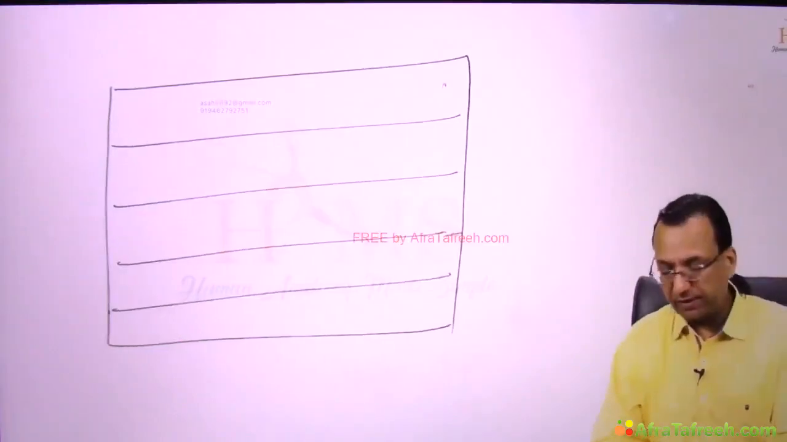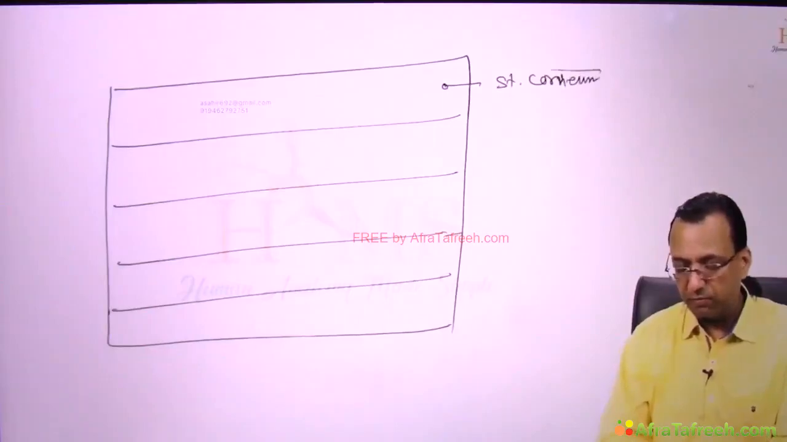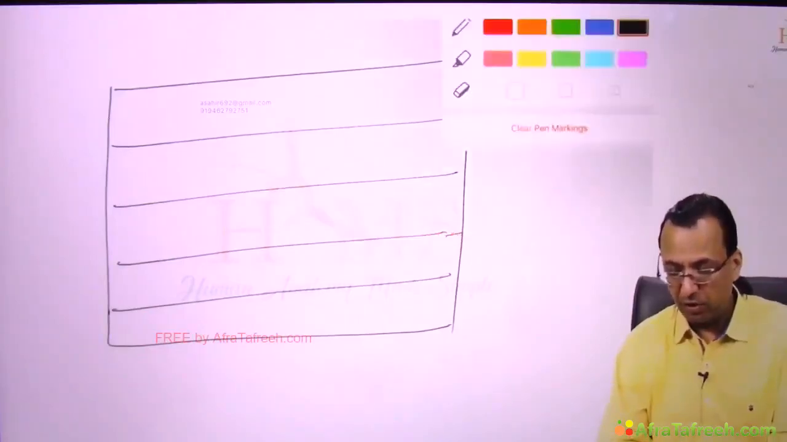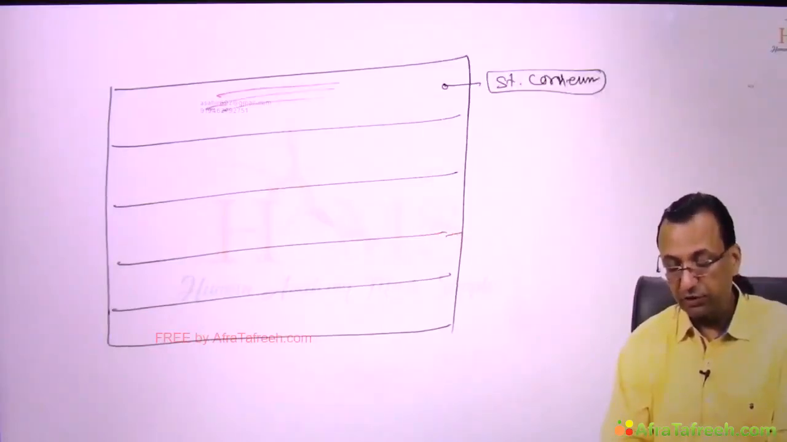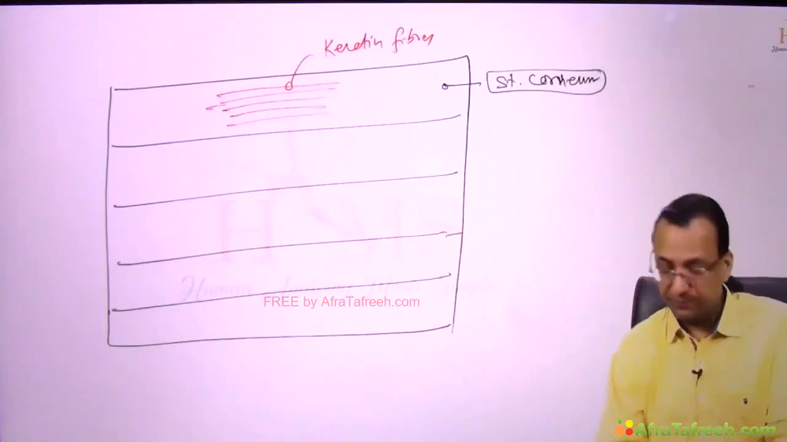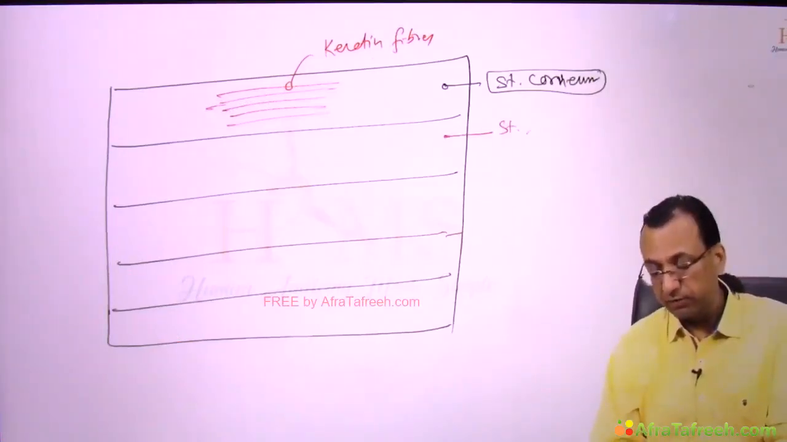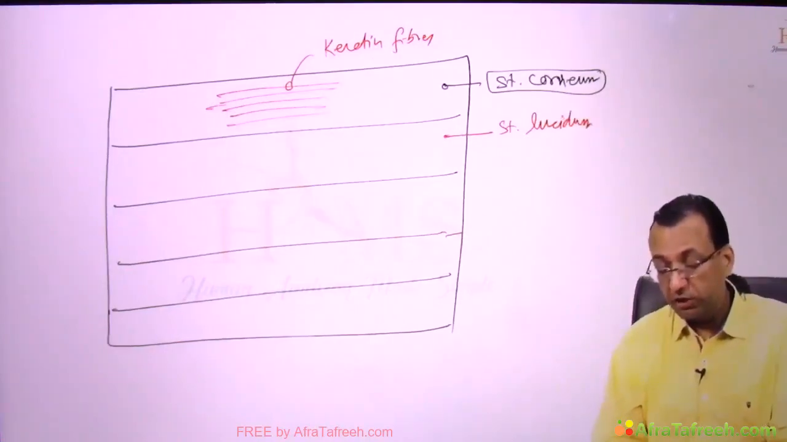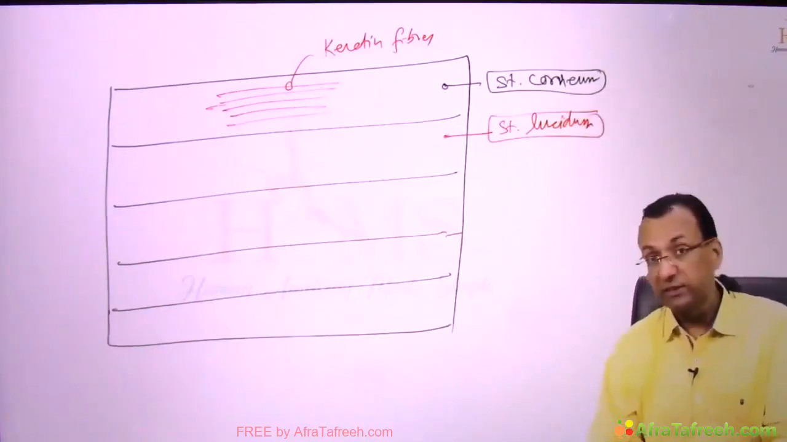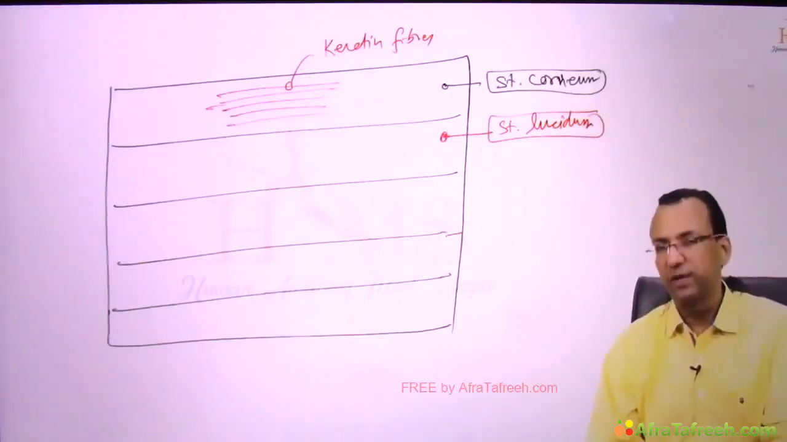The very first layer is stratum corneum. And how do you know that it is stratum corneum? Because I have a lot of keratin fibers. So you have a lot of keratin fibers, so this is stratum corneum. Yes. And what is the layer number 2? Stratum lucidum, which is not generally seen. If you see it, then you must have taken the specimen from some thick skin like sole and palm.